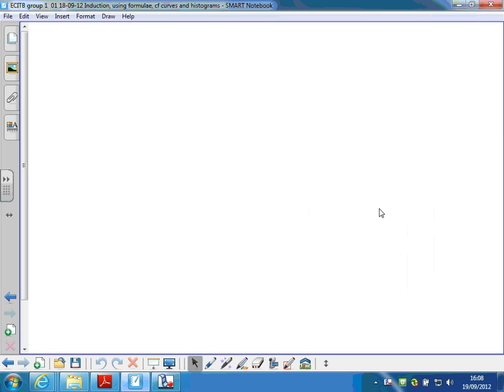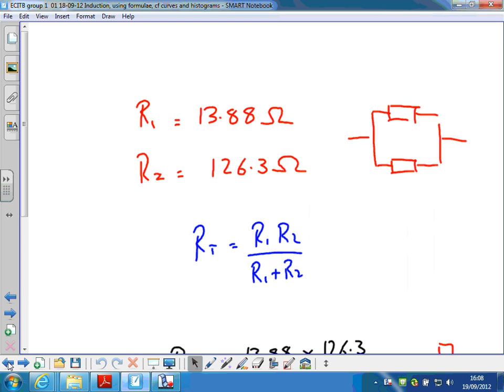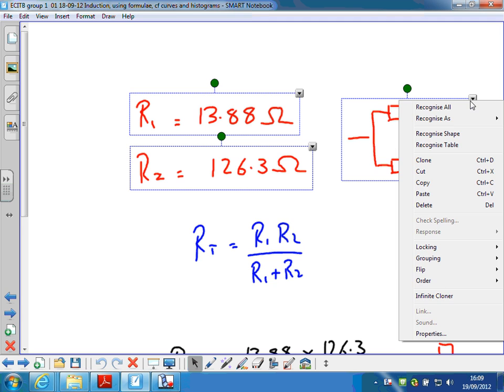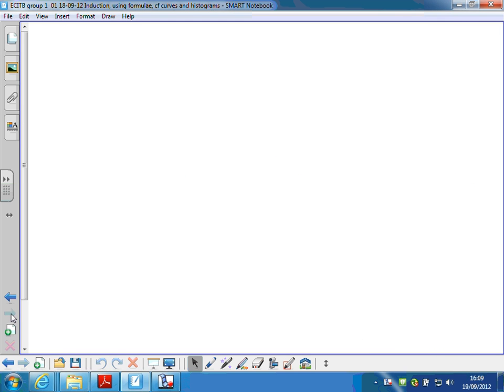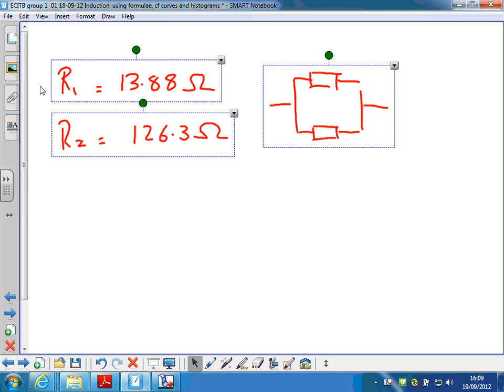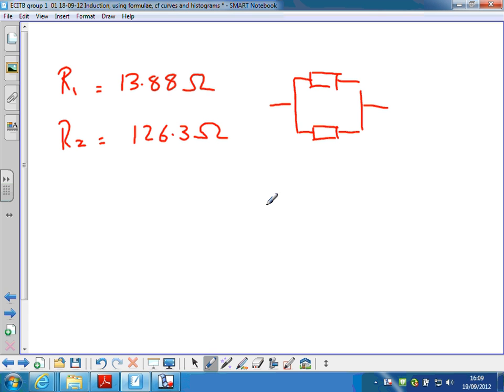What I want to do is have a look at this previous problem, but use the other formula. This problem, which with the powers of the internet I can copy and then paste onto this new slide. I want to do it using that other formula: 1 over the total resistance equals 1 over the first resistance plus 1 over the second resistance.